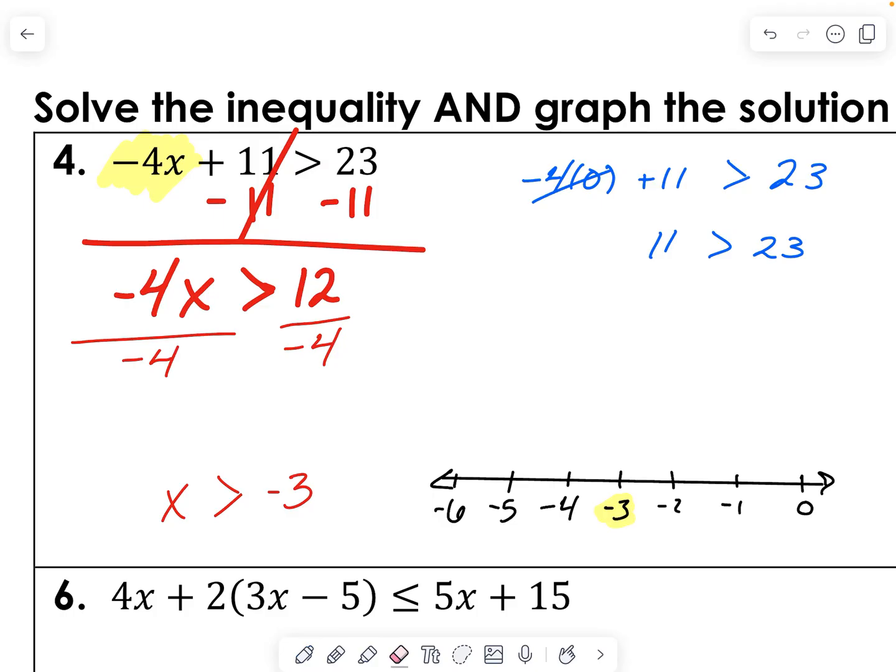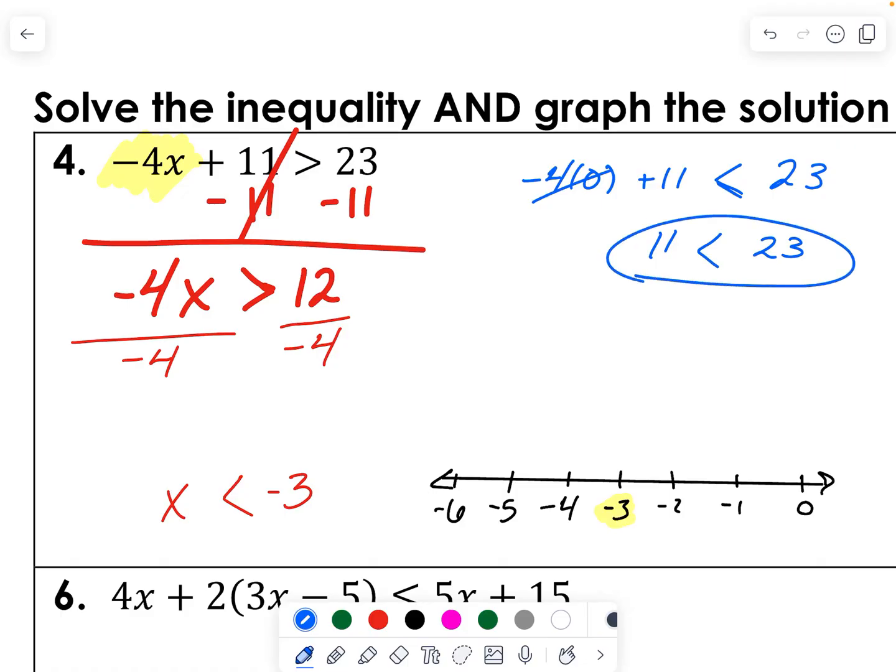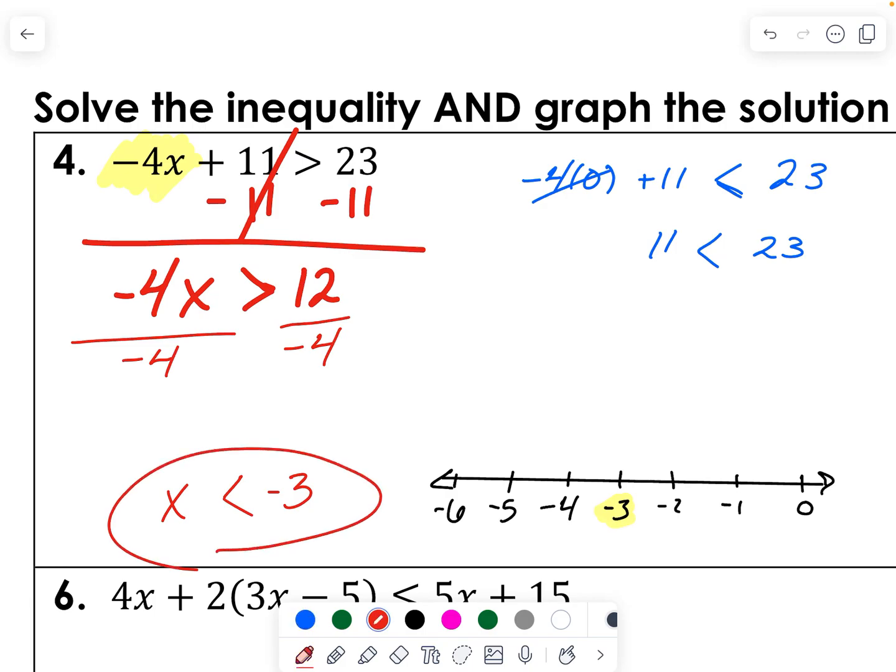So, just as a reminder, I need to switch that inequality symbol because I multiplied or divided by a negative. When I switch that inequality symbol, it works. So this is correct. That works. It's true. Here's my final answer.